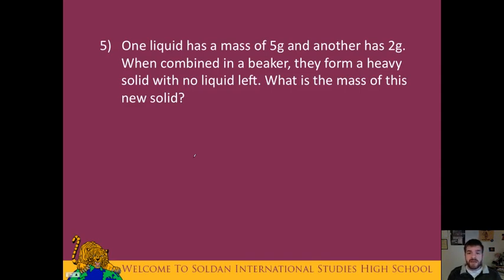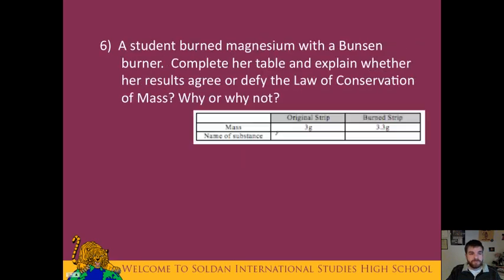Number 5, one liquid has a mass of 5 grams and another has 2 grams. When combined in a beaker, they form a heavy solid with no liquid left. What is the mass of this new solid? Well, because of the law of conservation of mass, even though it is a heavy solid, the mass of that solid can only come from these chemicals. And so the mass has to be 7 grams. 5 plus 2 is 7. Nothing has entered or left, so the mass stays the same. So it's 5 plus 2. Mass cannot come from nowhere without particles being added or taken away.